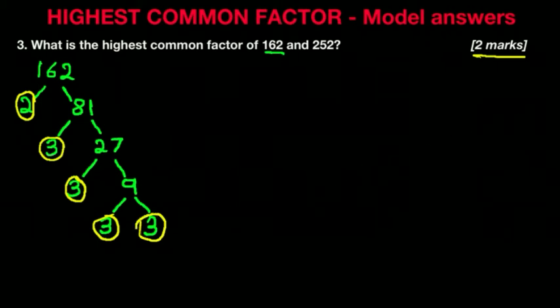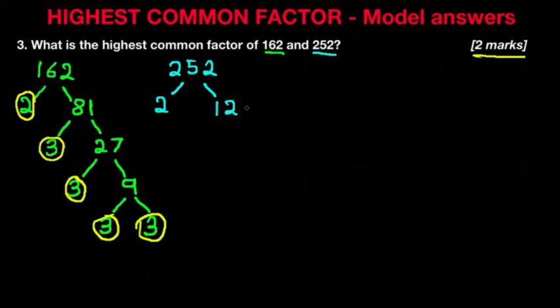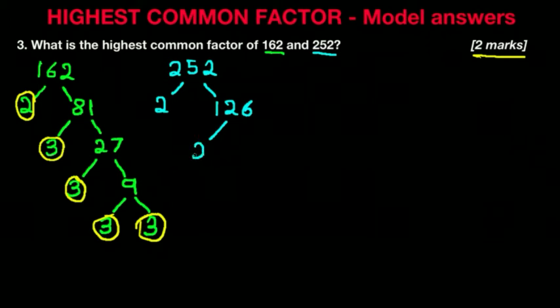Now let's move on to the other number, which is 252. Now 252 is an even number, so we start with the smallest prime number as always, divided by 2. The answer is 126. 126 is an even number, so again we can divide it by 2. It's a nice easy one, 63.